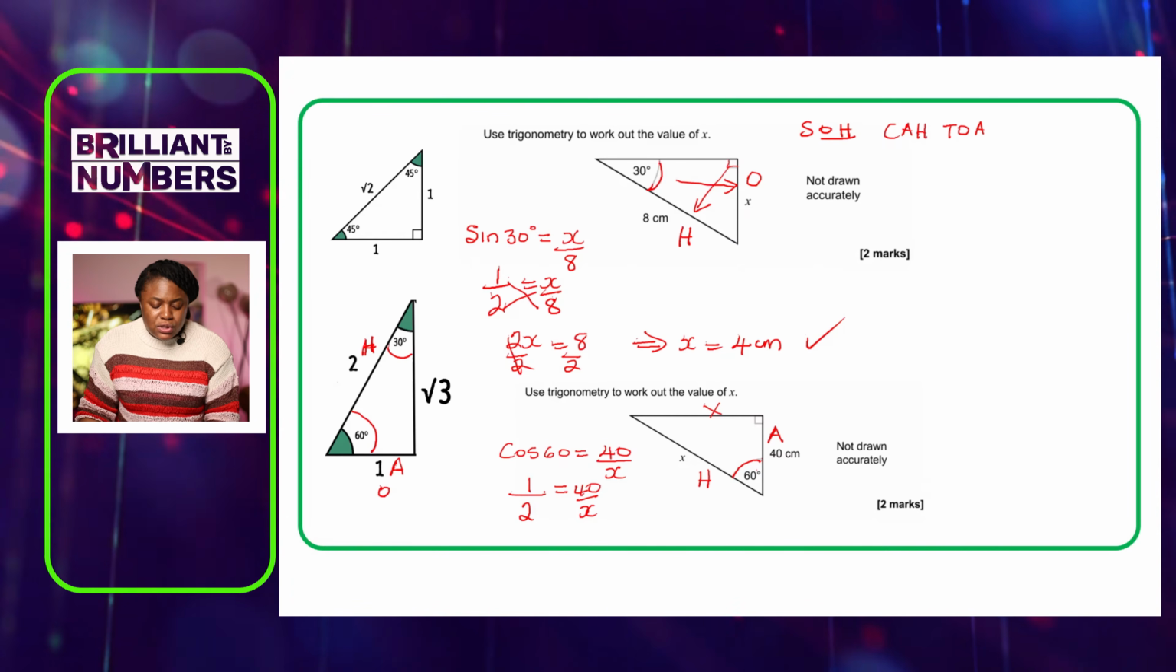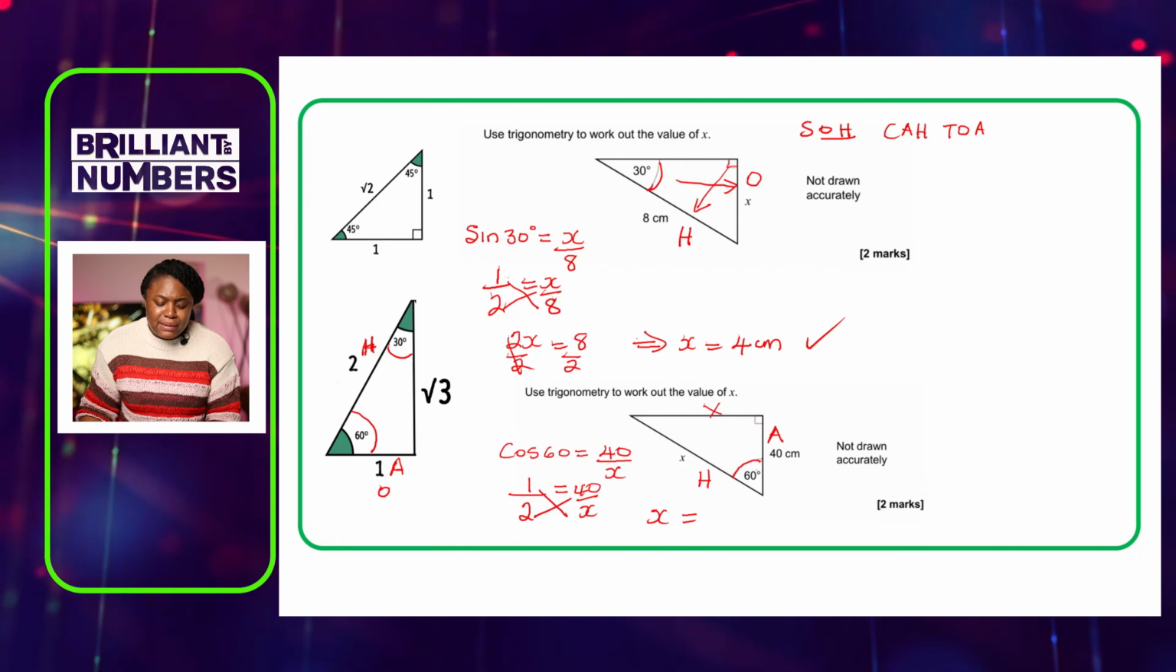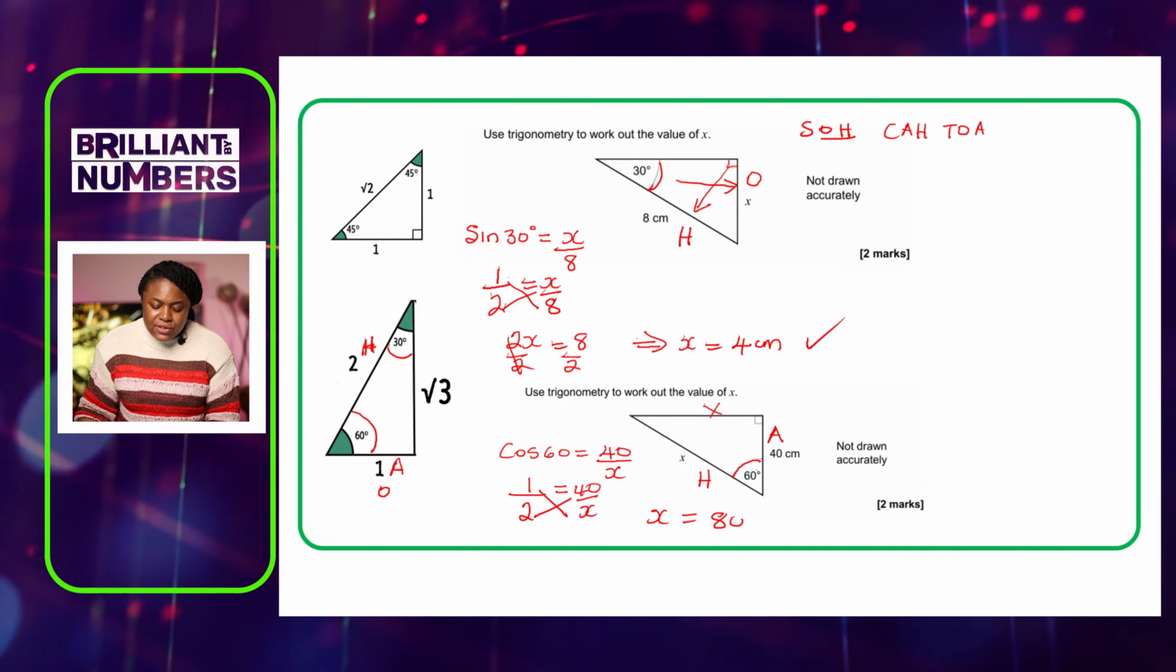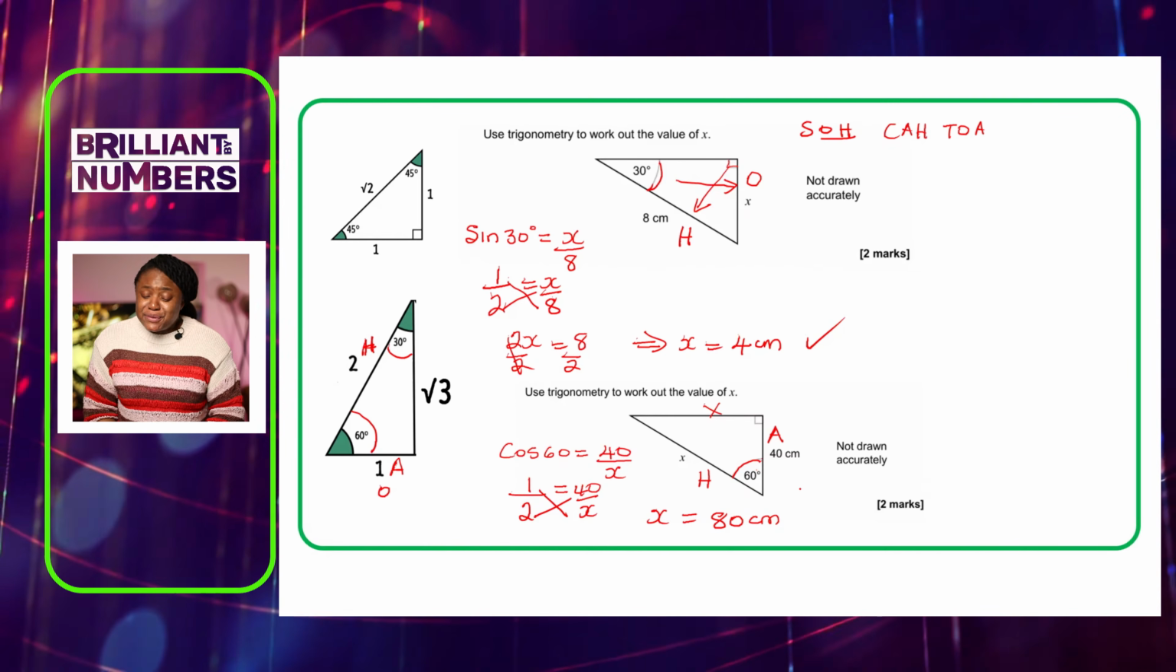So I need to cross multiply. 1 times x gives me x, and that's equal to 40 times 2, which is 80. So the answer then is 80 centimeters. Beautiful.